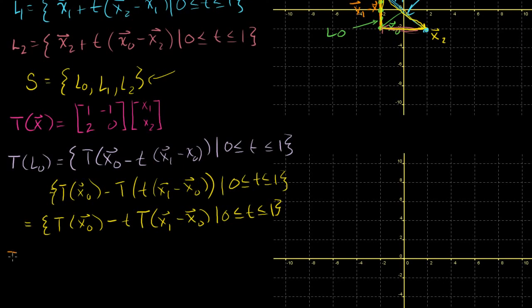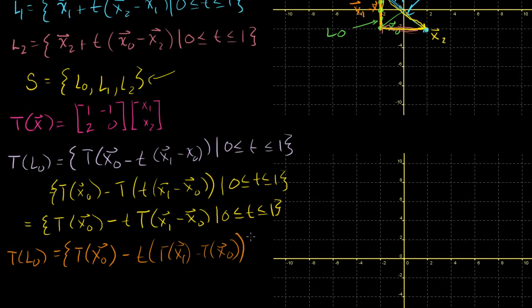So the transformation of our first line, L naught, is equal to the set where it's the transformation of x naught minus t times the transformation of x1 minus the transformation of x naught. And we've just done our first line so far. And I have a parenthesis there, for 0 is less than t is less than or equal to 1. Now this is a pretty neat result, and it's going to simplify our lives a lot.